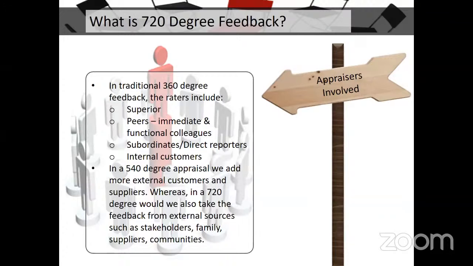So in the traditional 360 degrees is whereby we have the supervisors, the peers, immediate, and subordinates. However, in the 540 appraisal, we add more external customers and suppliers. So from here we are learning, we have the 360, we have the 540 and 720. So in the 720, we now get feedback from external sources and other stakeholders, including family, suppliers, and communities. Okay, very interesting.